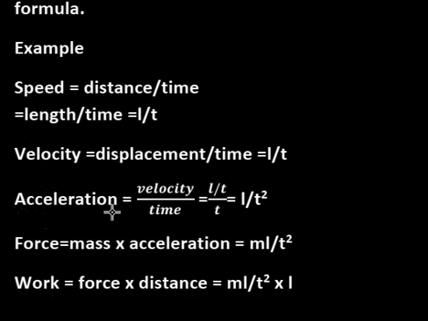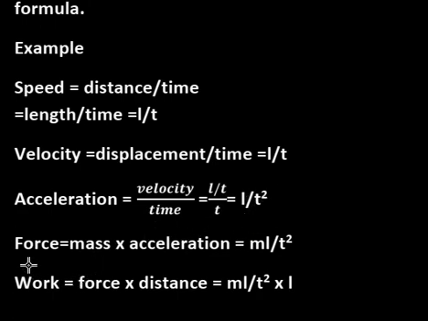Then you now have acceleration. Acceleration is given as velocity all over time, which of course is length all over time squared. You can see how that is derived already. Since acceleration is velocity all over time, and velocity is length all over time, then dividing by another time, t times t gives you t squared. So that is why acceleration is length all over time squared. Please take note of that.